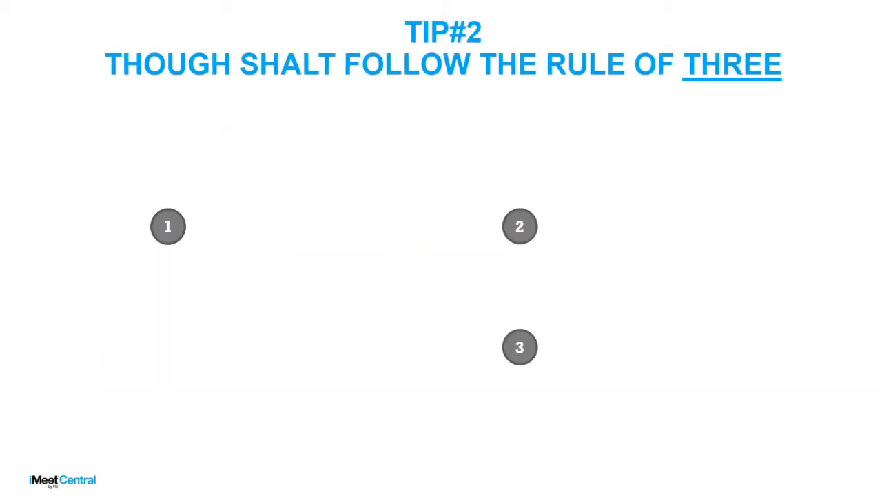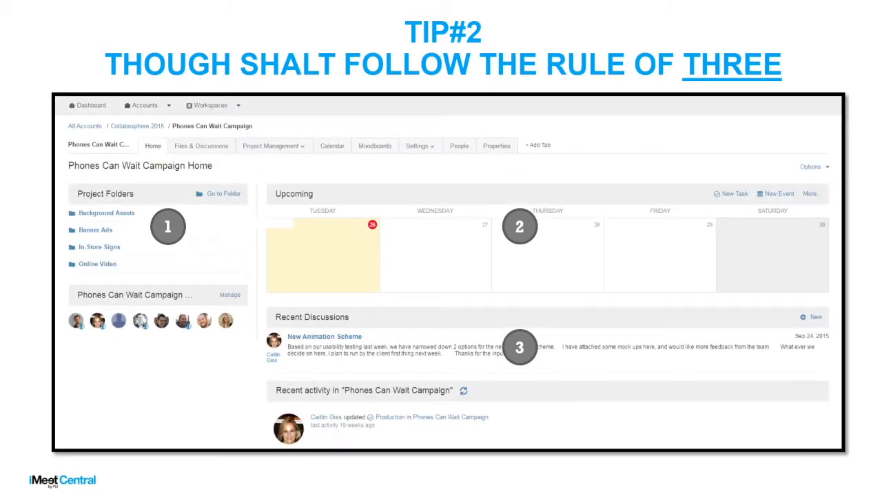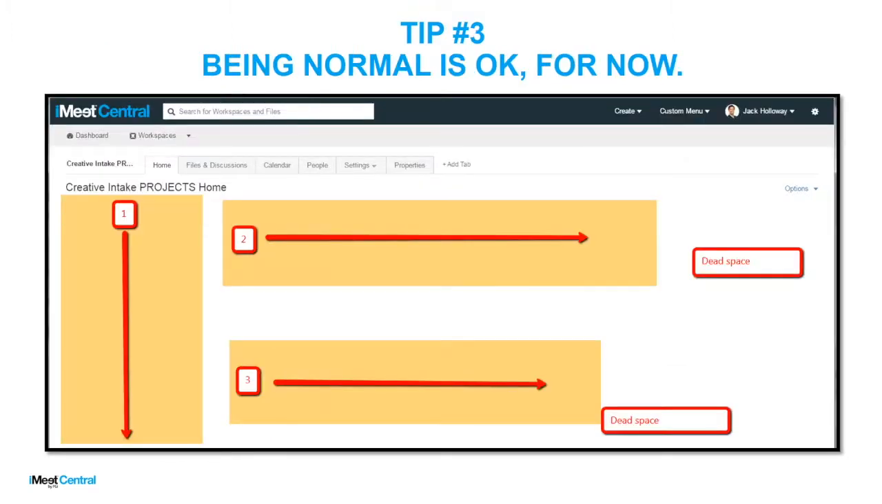The next tip is thou shalt follow the rule of 3. If you're ever wondering, what's a good way to do a layout? The simplest thing to do is to think of the top 3 things that you need on that Home tab and make those your highlight. Remember that people typically read top to bottom, left to right. So put your most important stuff in the top left corner. Put your second most important thing in the top right corner, and then everything else that's secondary put down below.